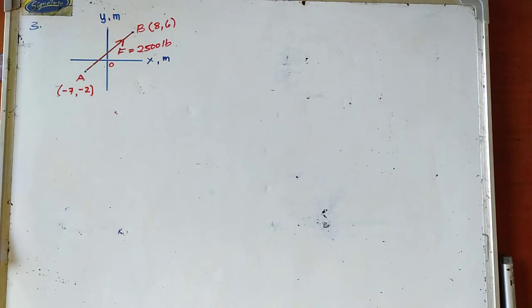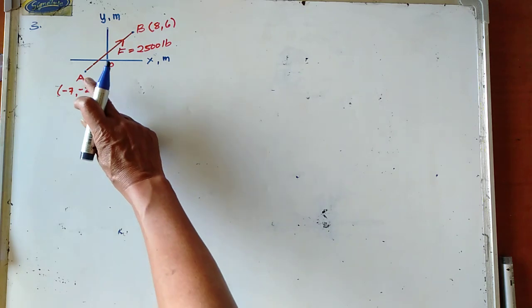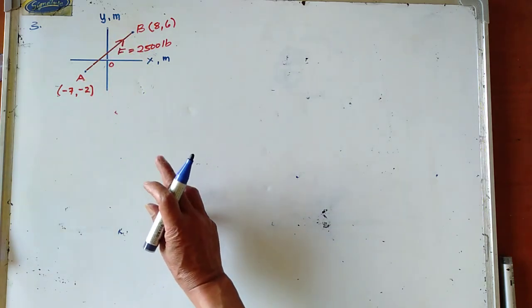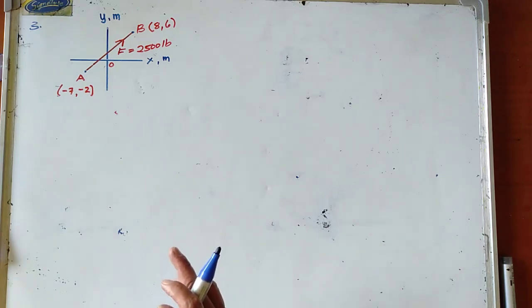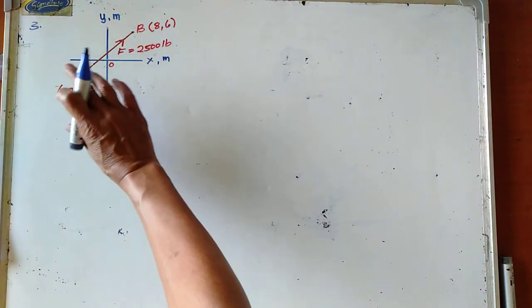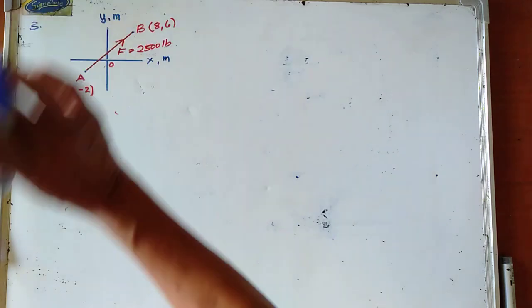Okay, sample problem number 3. The line of action of the 2,500 pounds force is directed from point A to point B. Determine the x and y components of the force and express it in Cartesian form. All coordinates in here are in meters, so x is in meters, y is in meters.